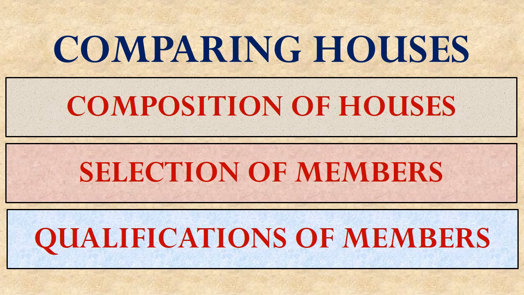The third way we're going to compare the 2 houses of Congress is by looking at the qualifications of their members. In other words, what basic characteristics do you have to have to be able to serve as a member of the House or the Senate?